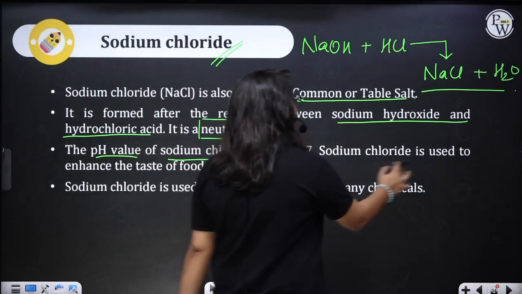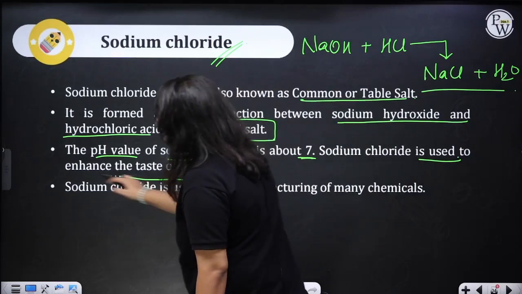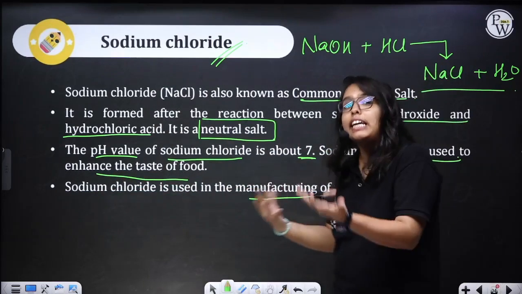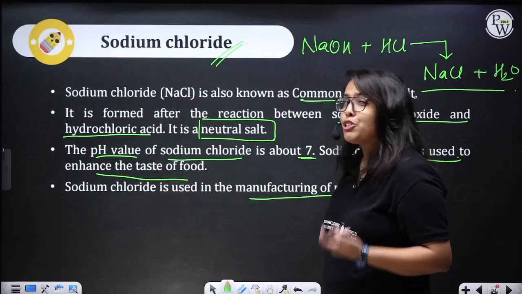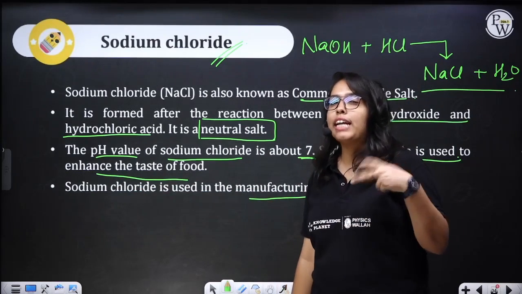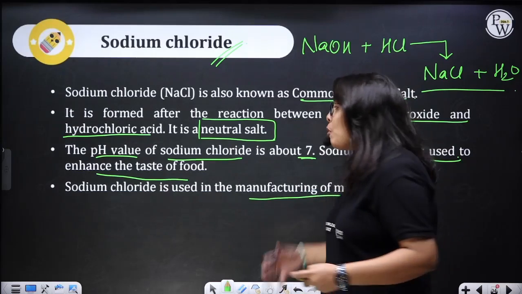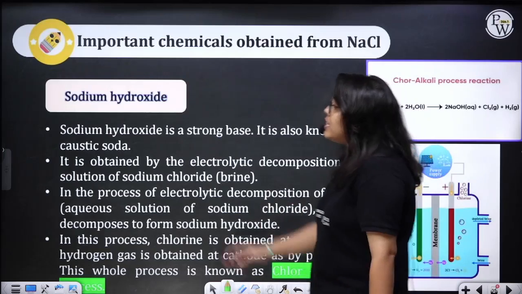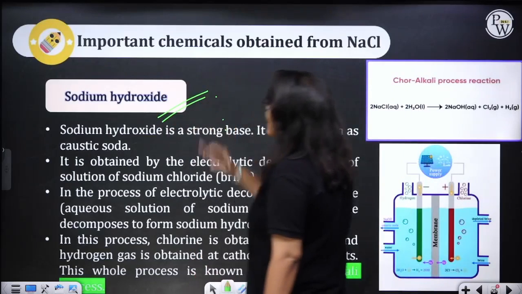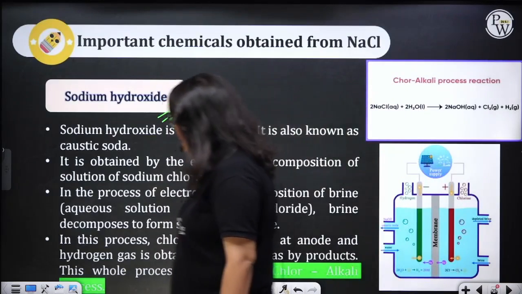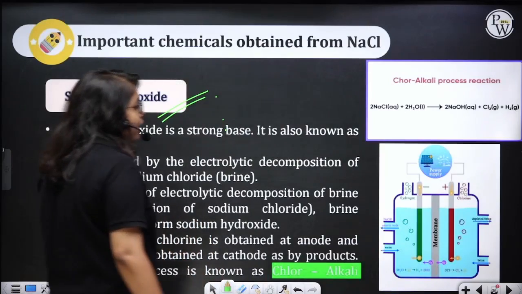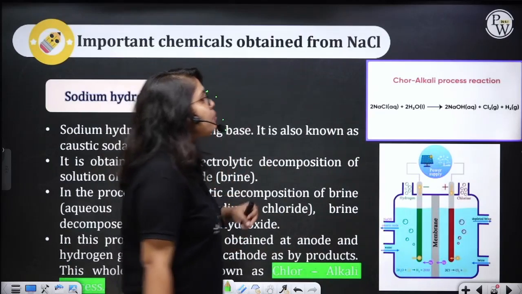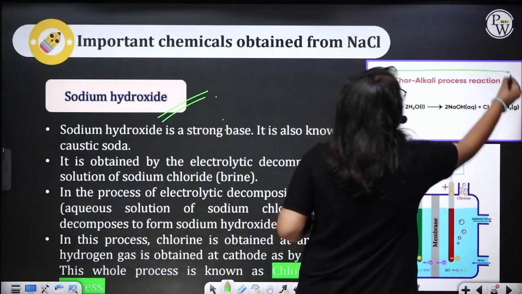And sodium chloride is used to enhance the taste of the food. Now this sodium chloride is used in the manufacturing of many chemicals. It's not just limited to it being our table salt which enhances our taste. No. It also is used in the manufacturing of various chemicals. Let's see how. Starting with sodium hydroxide, yes, we can get sodium hydroxide from NaCl. How does that happen? This process is known as the chloralkali process.